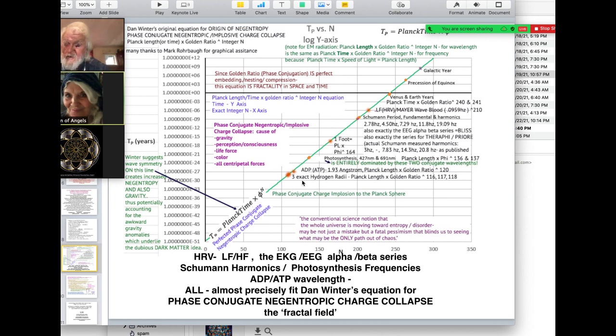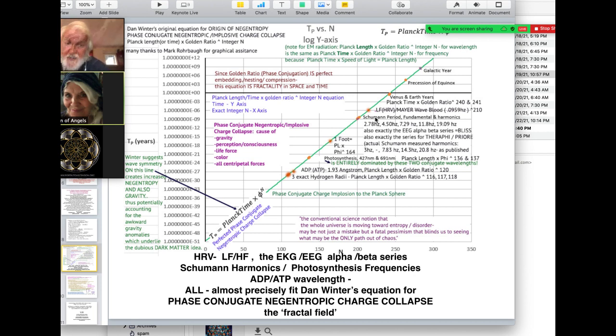For example, 3 exact radii of hydrogen, the wavelength of ADP, the most important molecule in the body, 1.91 angstroms, the exact only two frequencies of color that enable photosynthesis. Photosynthesis is negentropic because it's phase conjugate and fractal. It produces the definition of sacred dimensions, which is embeddability in the longitudinal. The British foot is exact golden ratio times Planck.